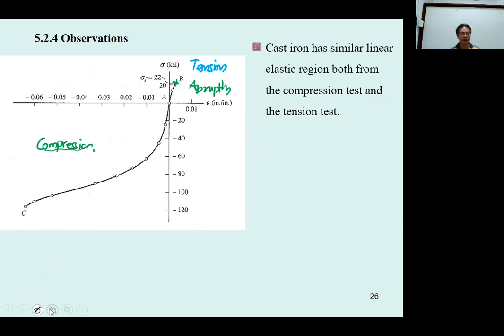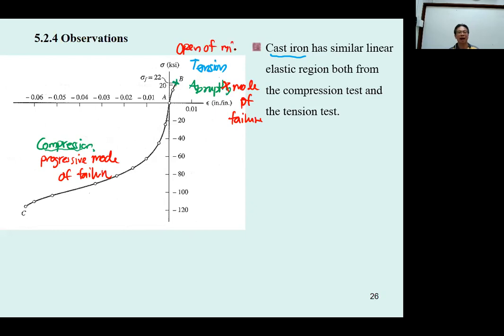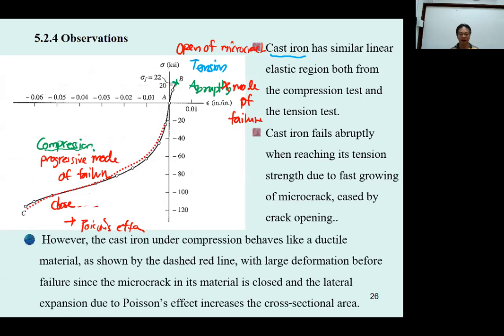But in compression, the failure of this cast iron is in the form of progressive mode of failure. Okay, this is going to be a progressive mode of failure. And due to what? This one is the opening of micro cracks. Another one is the crossing of micro cracks, plus the Poisson effect. Okay. And the explanation over here, you guys can leave it. I won't repeat it over here.